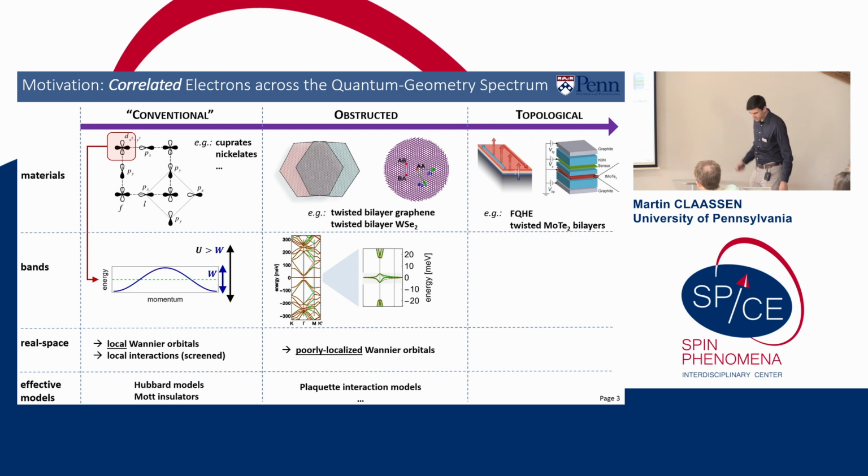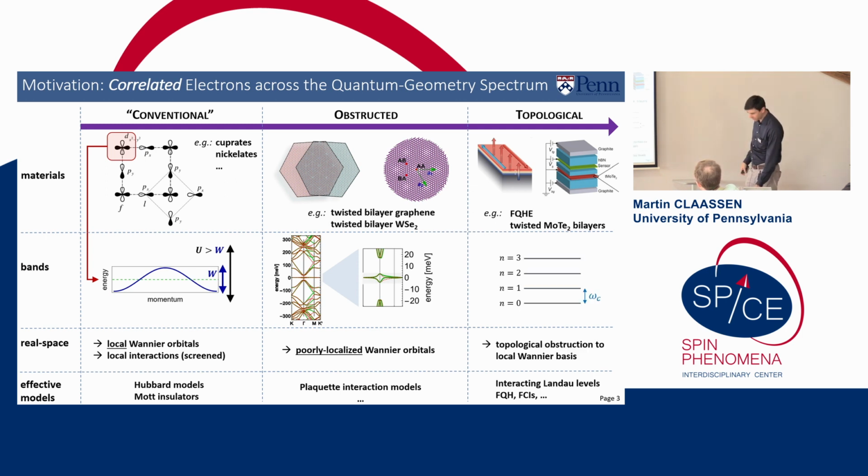phases. And of course, just to complete this phase diagram, the, again, rather better understood case of truly topological systems is paradigmatically the fractional quantum Hall effect, but also very recently twisted MoTe2 bilayers, which have been proposed to host fractional Chern insulating phases, where the low energy physics is now going to be dictated by quasi-Landau levels, flat bands with non-trivial topology, and no real space picture exists.